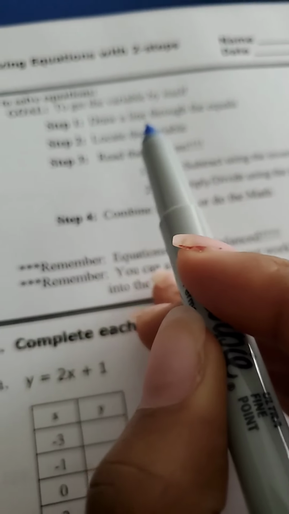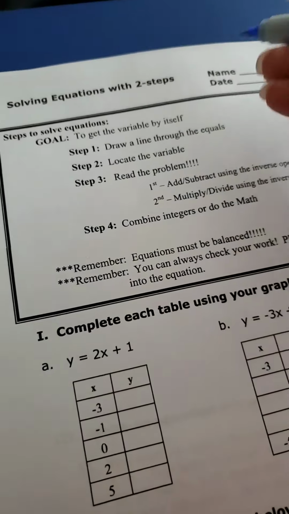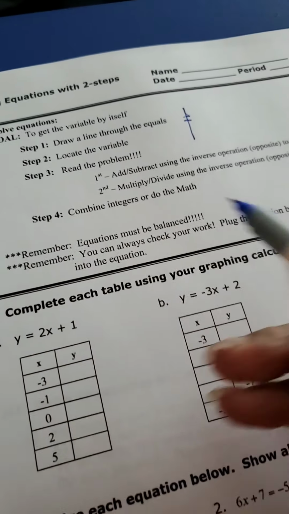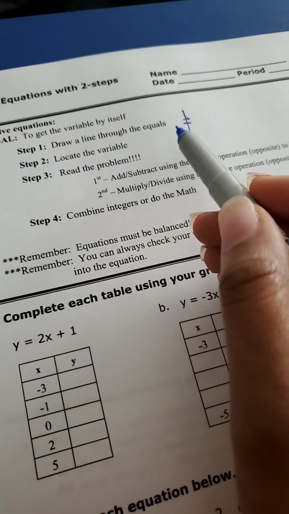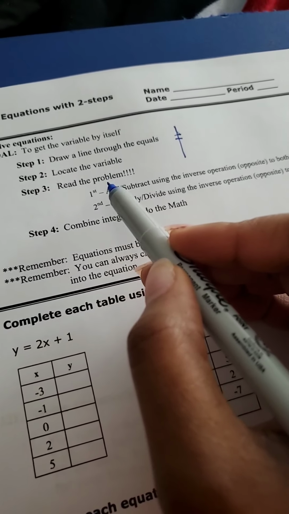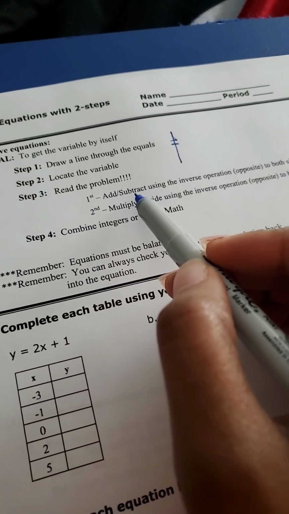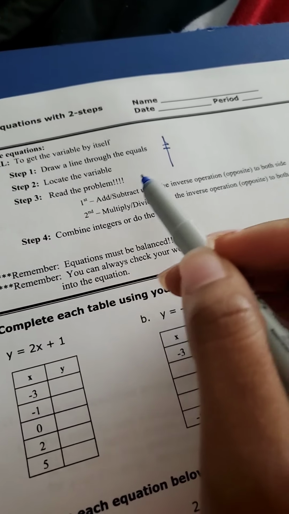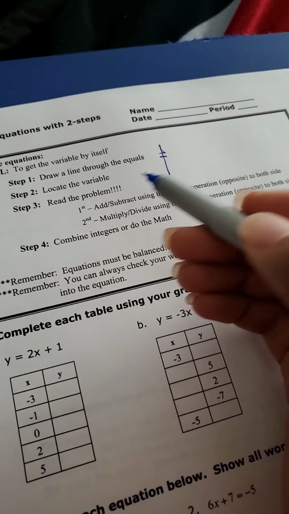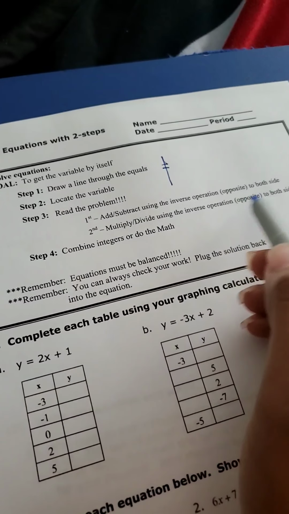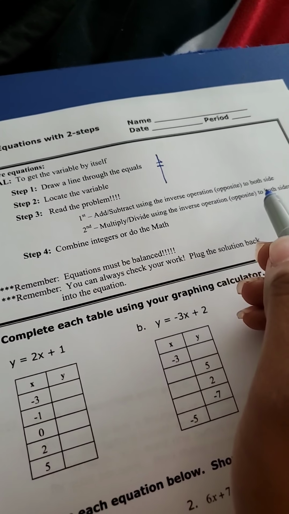Step 1, draw a line through the equal sign. Through the equal sign, you would draw a line straight down. Locate the variable. Figure out which side the variable is on. Read the problem. First thing you're going to do is add or subtract using the inverse operation to both sides. So if you see addition, do subtraction. And then secondly, you would multiply or divide using the opposite operation.